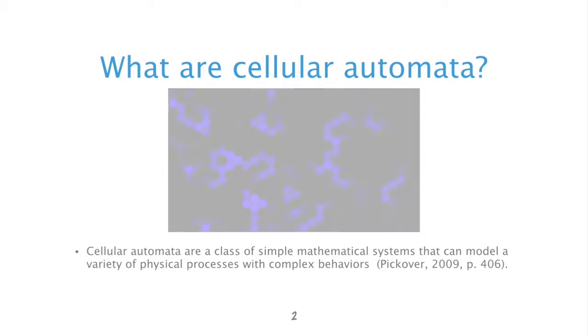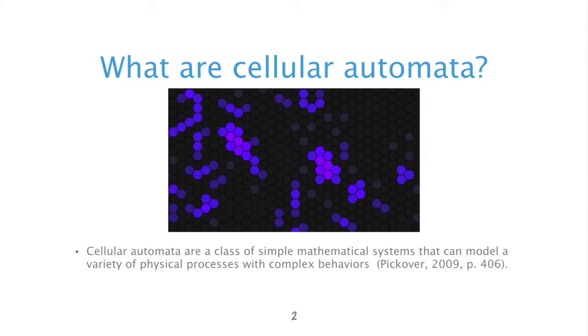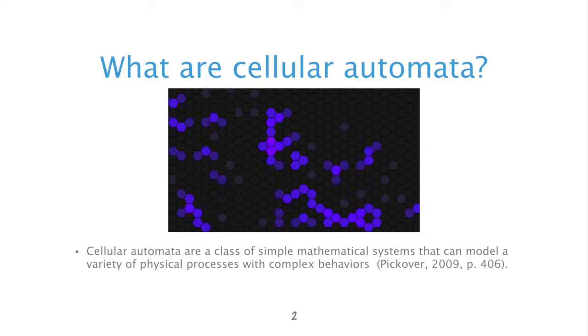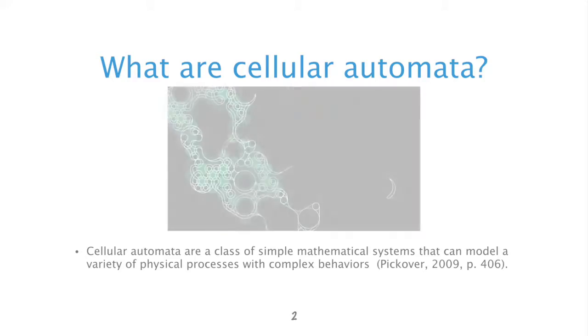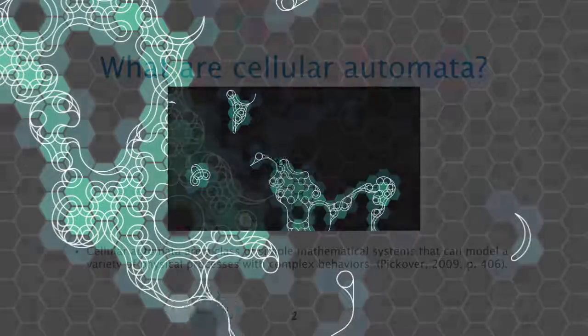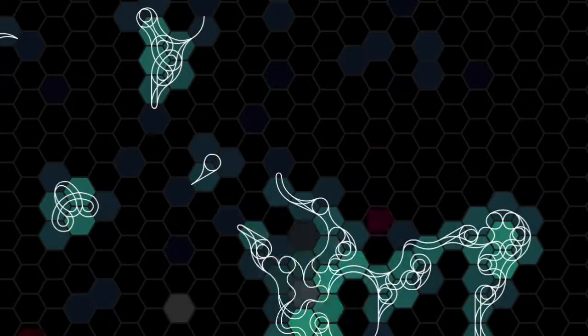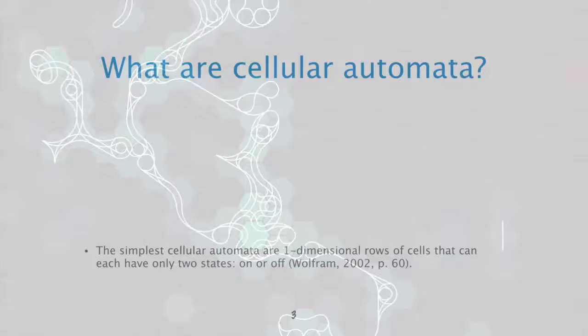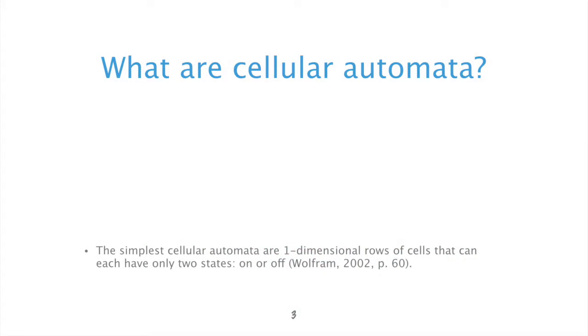What are cellular automata? Cellular automata are a class of simple mathematical systems that can model a variety of physical processes with complex behaviors. The simplest cellular automata are one-dimensional rows of cells that can have only two states, on or off.